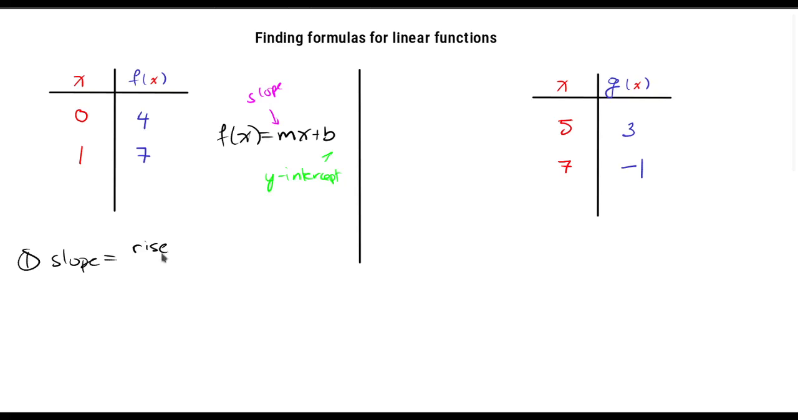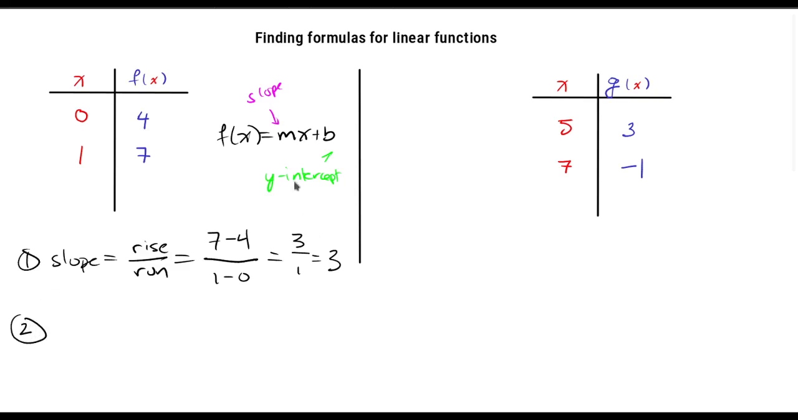Slope, remember, is rise over run, or change in y over change in x. So the y values are the f of x column, the x values are the x column. Rise, we're going from 4 to 7. So 7 minus 4 is how much we're lifting up. And then the run, the change in x, it's 1 minus 0. So 7 minus 4 is 3 over 1. That gives us a slope of 3.